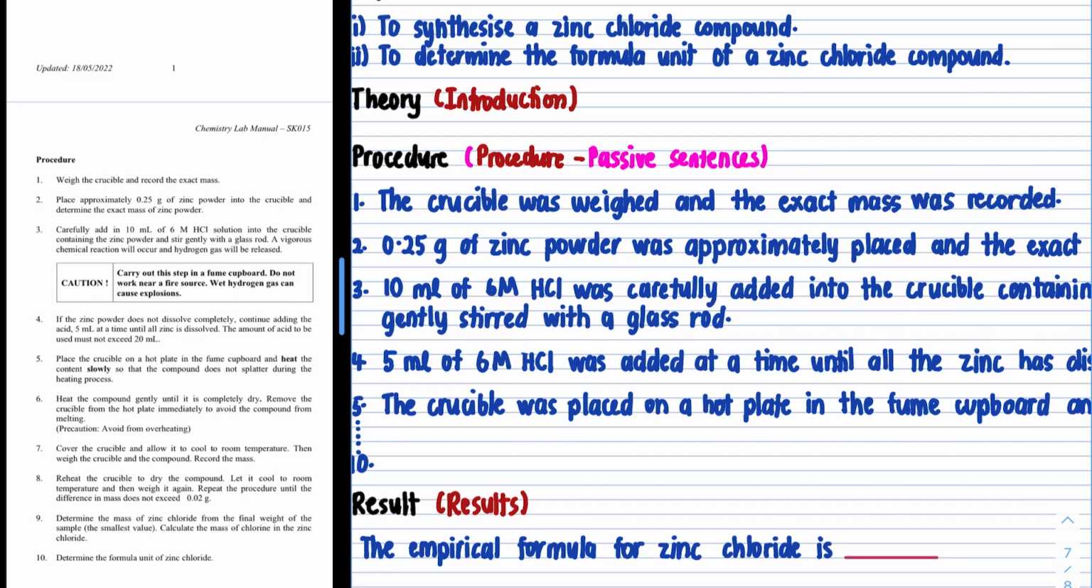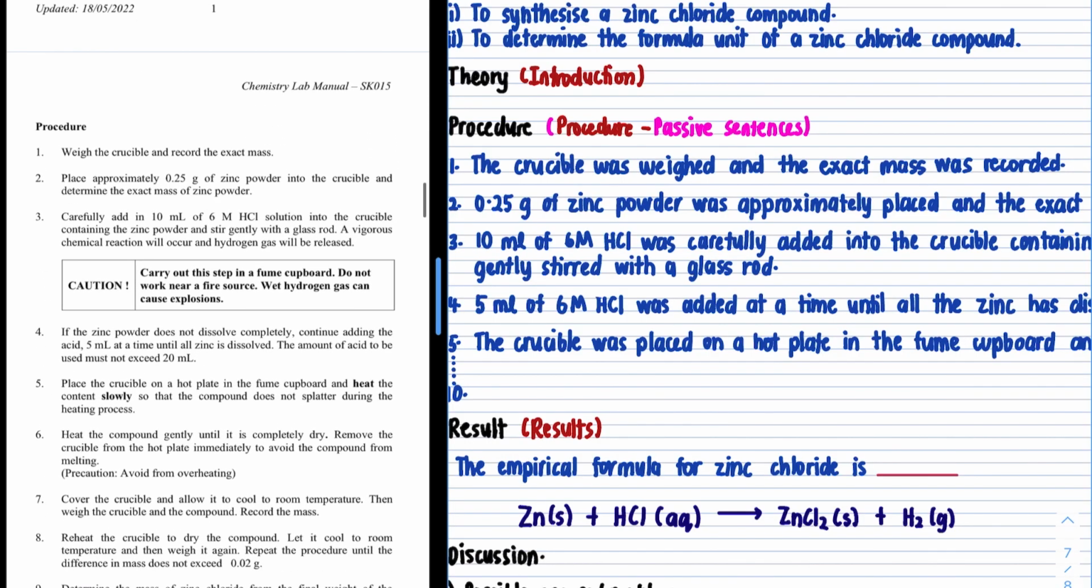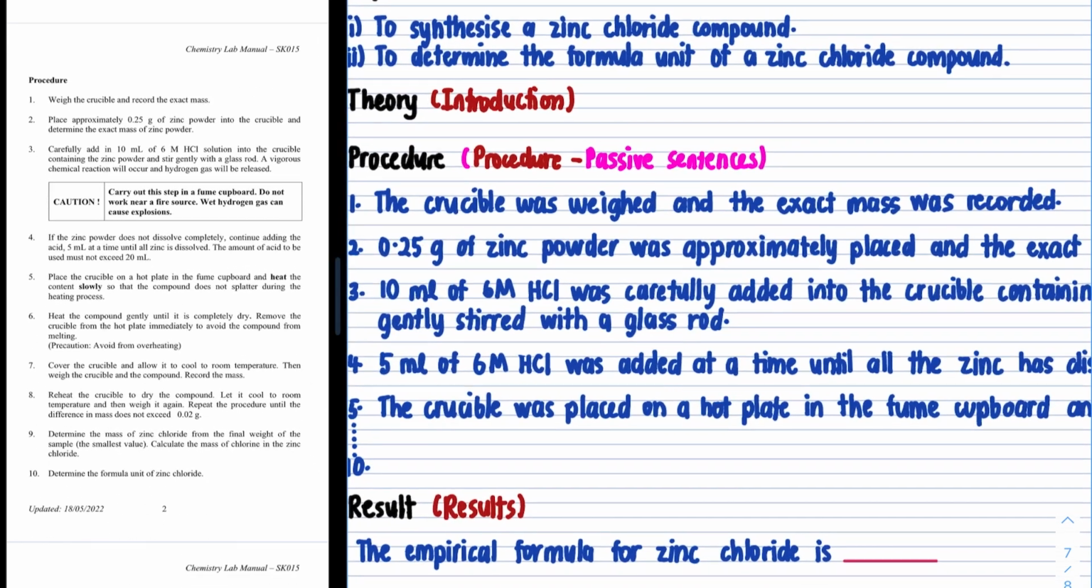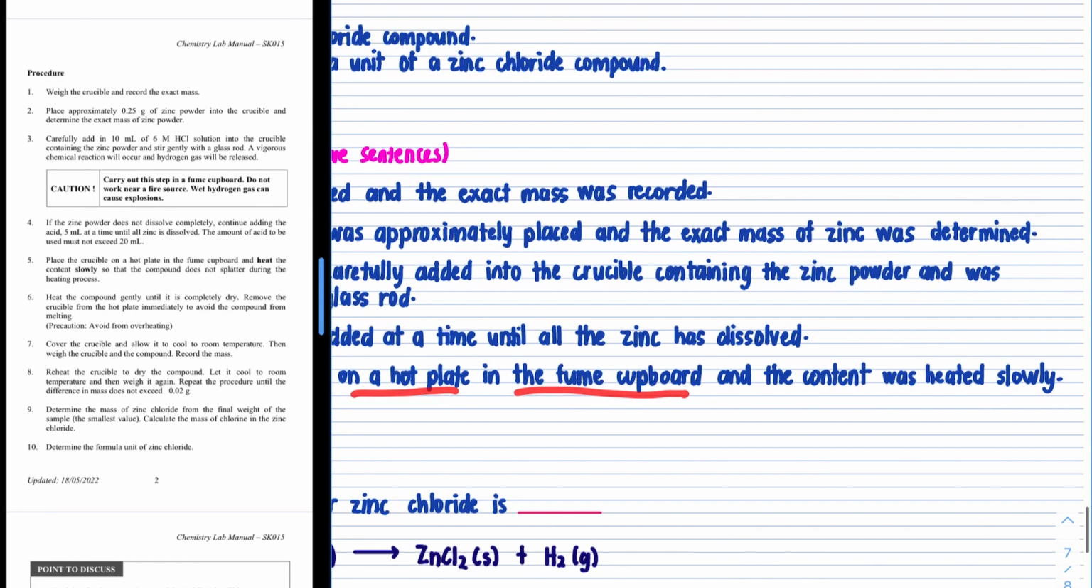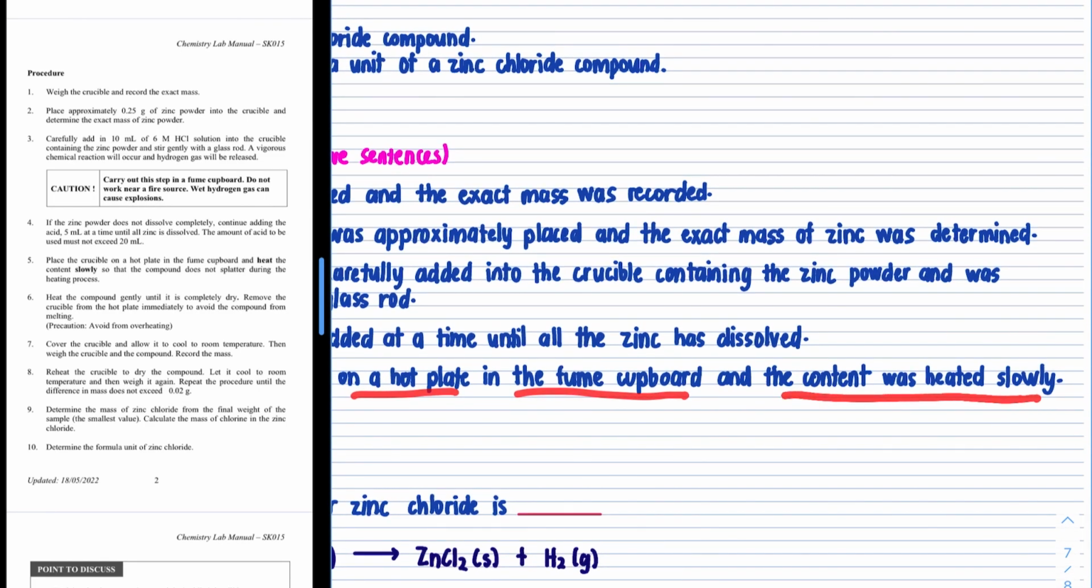So step number 4. For numbers 4 and 5, I helped you a bit because the sentences are quite long. I have simplified them for you and changed them. As you can see, if we compare, it's different because I have changed it into past tense. Here it mentions that 5 ml of 10 molar HCl was added at a time until all the zinc had dissolved. Number 5, the crucible was placed on a hot plate in the fume cupboard and the content was heated slowly.